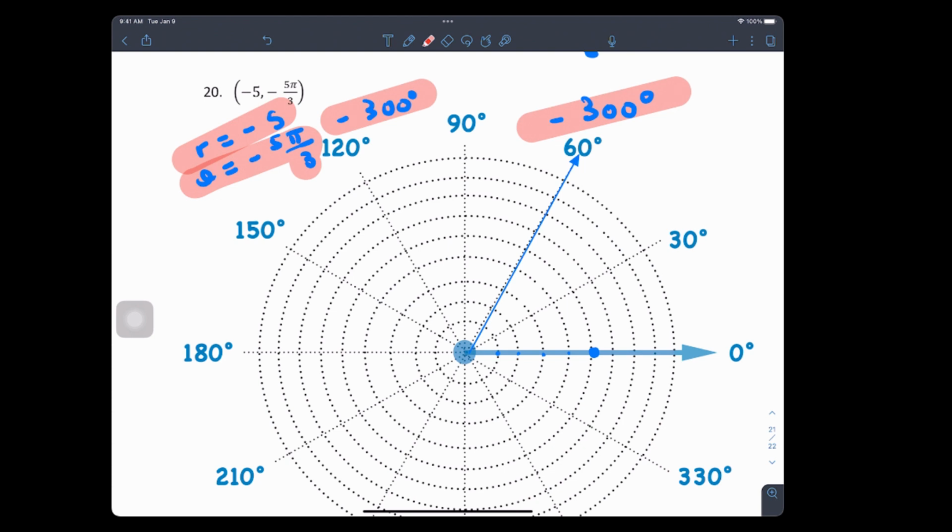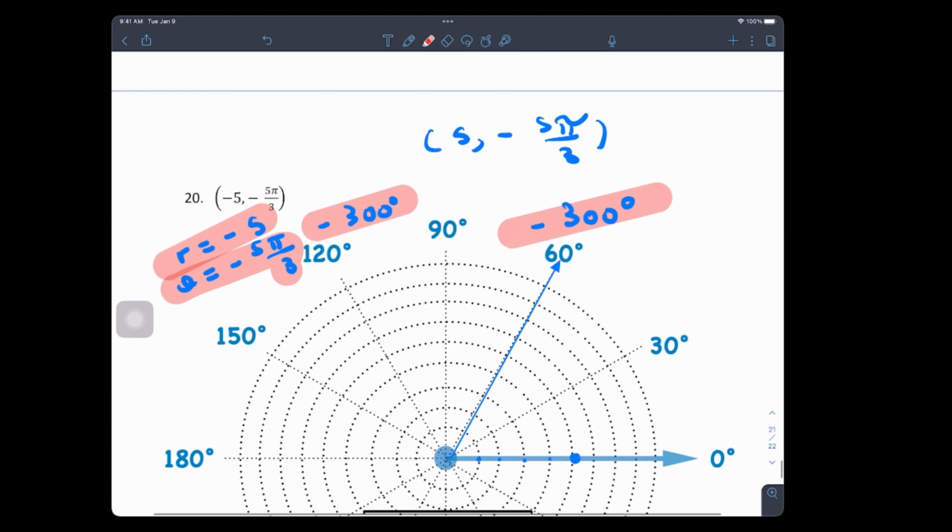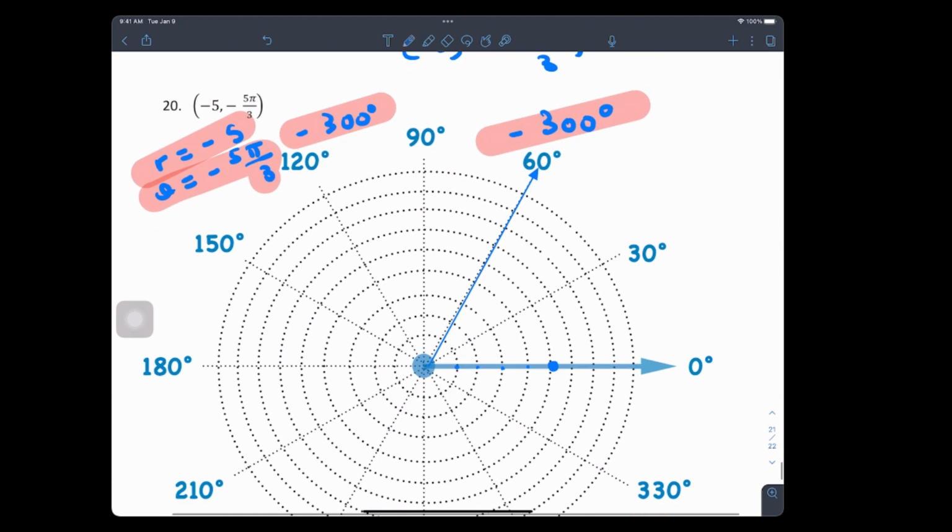But we need a radius of 5 because remember, we have to start by plotting that 5. This is the first step. So radius of 5, where is that at? 1, 2, 3, 4, and what? So here's 5, negative 5 pi over 3.